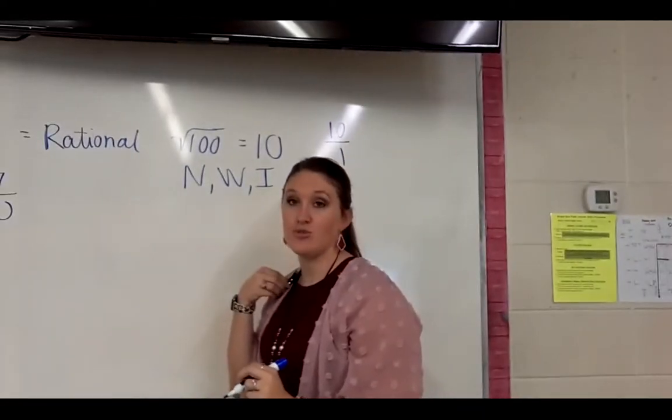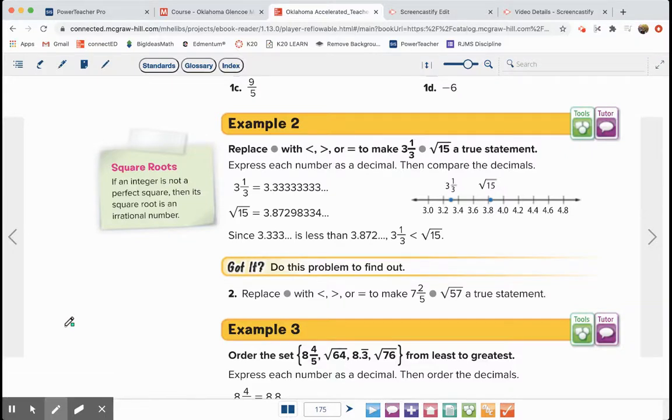Let's look at example 2. So now we're going to be comparing. We have to decide whether less than, greater than, or equal to makes 3 and 1 over 3 compared to the square root of 15 a true statement. So what we want to do is change them both to decimals. So 3 is a whole number, so you just have to change 1/3 to a decimal. When you do that, it is a 3 repeating. So 3 and 1 over 3 is 3.333, and so on.